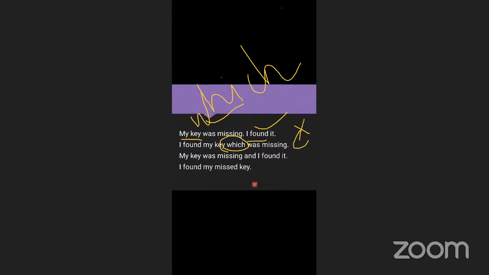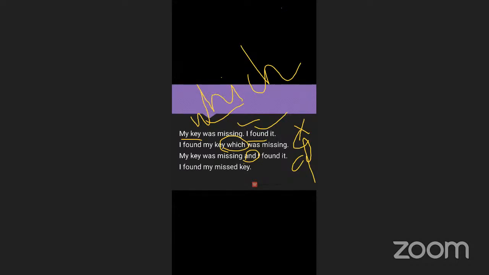See the compound form. For the compound form, we can use "and" alone. My key was missing, and I found it. You come to the first given sentence itself and combine it with "and", then it will very easily become a compound sentence.